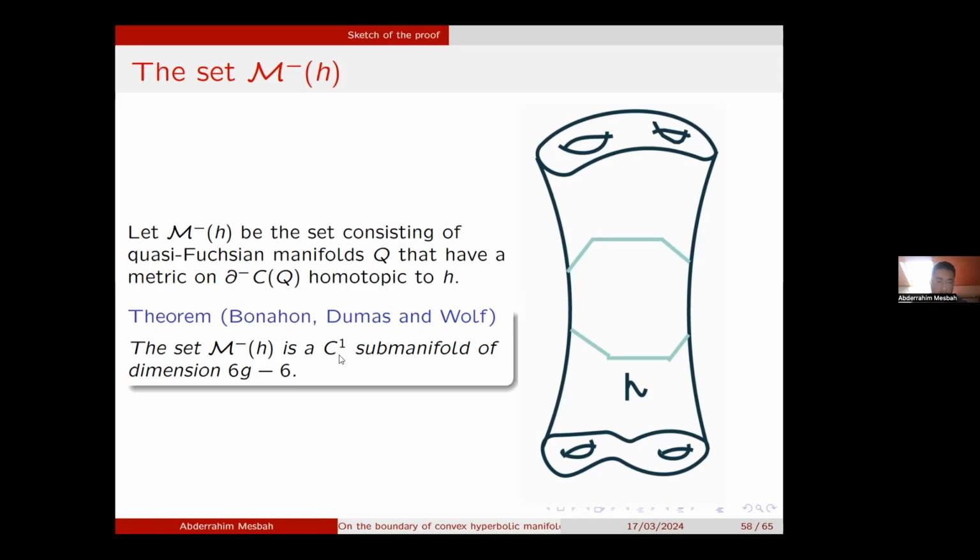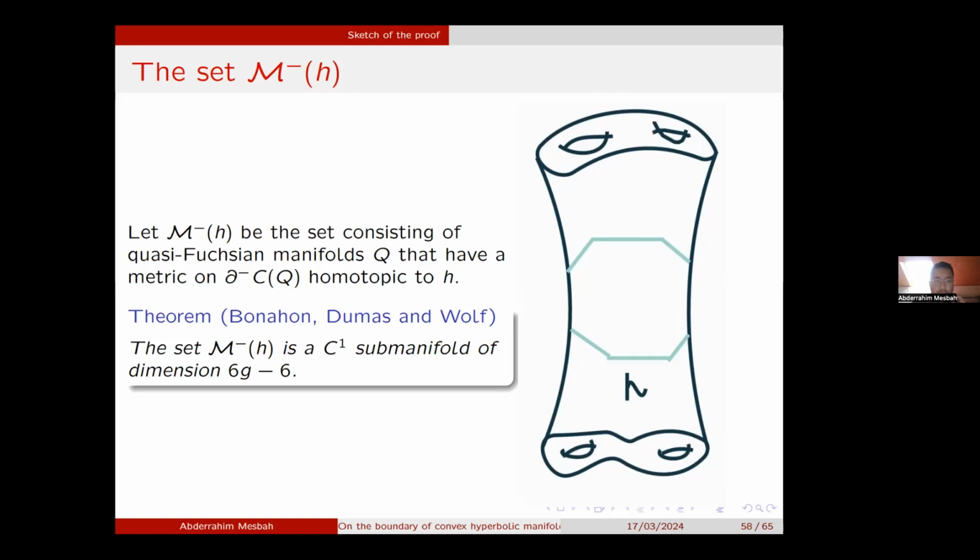Here we know that it is a C1 submanifold, but it is also interesting that, as far as I know, it's still open. We don't know if in the general case it can be more than C1. It was shown that it is not more than C1 when sigma is the punctured torus. But in the general case, it's not shown, even if it seems that there is no hope that it is more than C1.